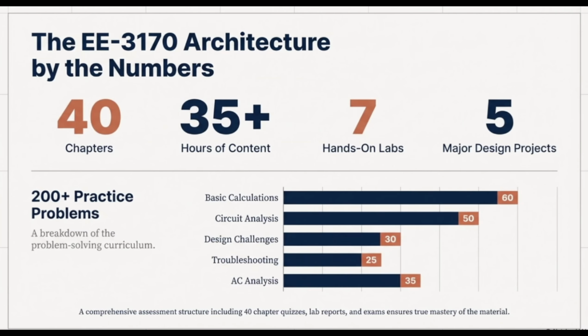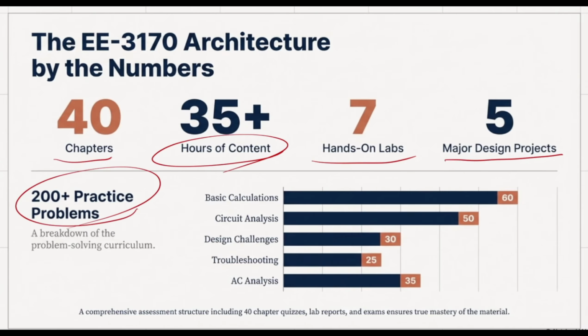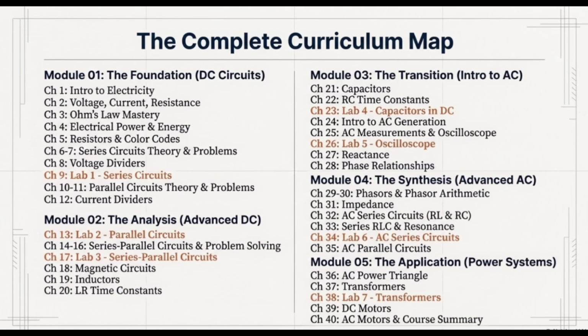So as I just told you, in this course, there is going to be more than 35 hours of content that I have planned properly. We will consider 40 different chapters from everything that I just talked about. We are going to have at least 7 hands-on labs in order to understand everything related to that, and we are going to have different kinds of projects. And finally, we are going to have more than 200 problems that you can solve to make sure that you completely understood everything. So this is the complete curriculum map that I had in mind, from chapter number 1 to chapter number 40.